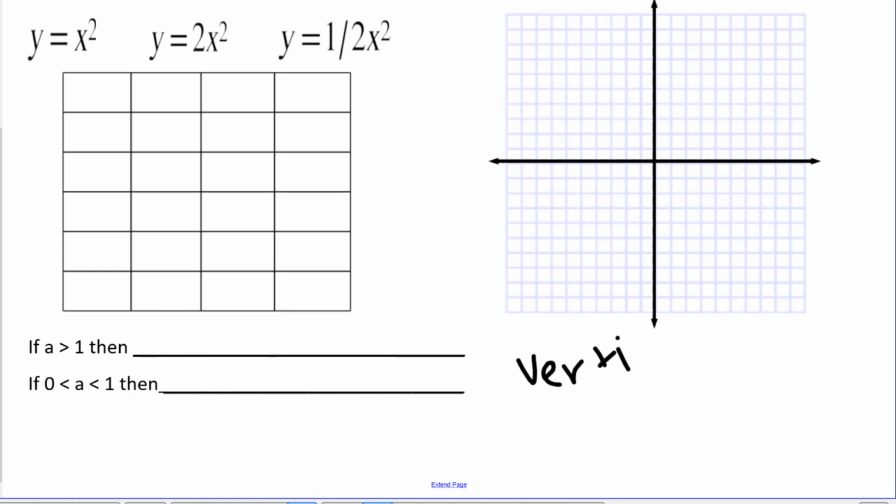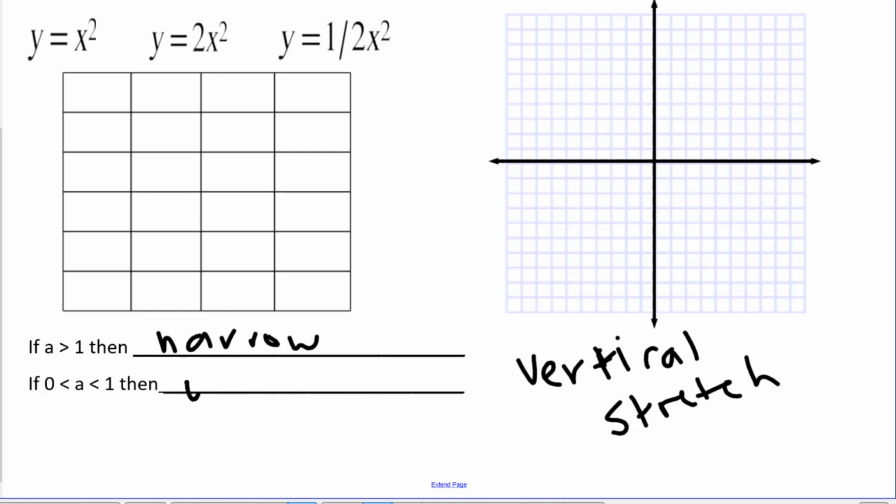And we talked a bit about this in our standard form because it also had an a. Vertical stretch. So if a is greater than 1, if we're pulling harder, right, if our a value is 2 or 3 or 4 or anything bigger than 1, then we find that our graph gets a lot more narrow, right, because it's stretched further. And then if a is between 0 and 1, right, if a is like 1/2 or 1/3 or 1/8, then our graph is going to be wider.